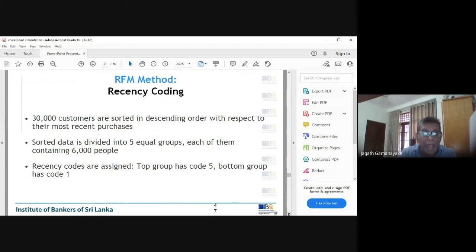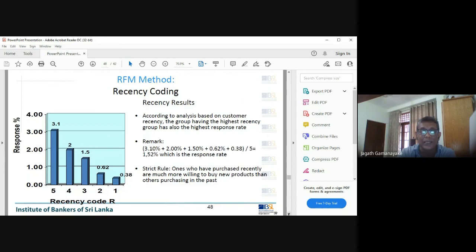Now from that they analyze how much response they have received. See the recency results according to the analysis based on customer recency. The group having the highest recency has the highest response rate. So you noted that those who have purchased recently are much more willing to buy the new product than those who purchased in the past. That means if you look at the offer of 1,000, the people who recently did some transaction will respond. That's the important thing you need to look at.